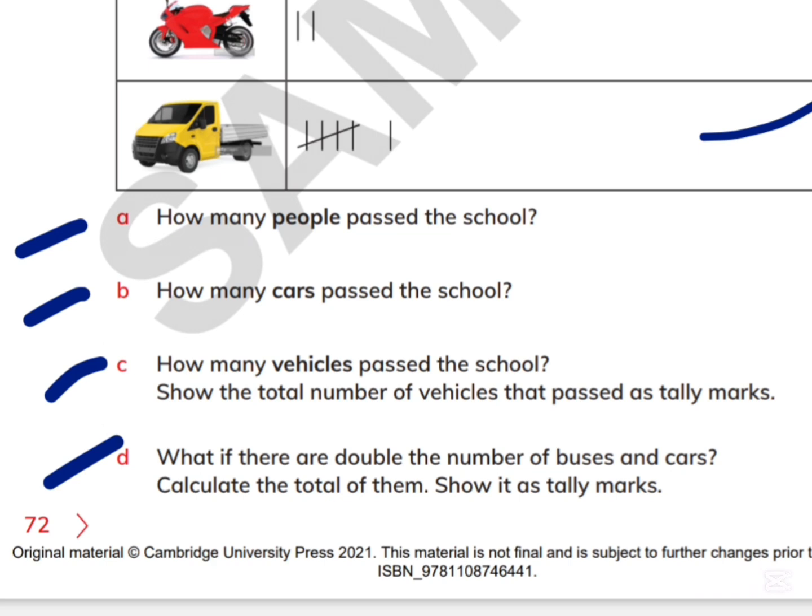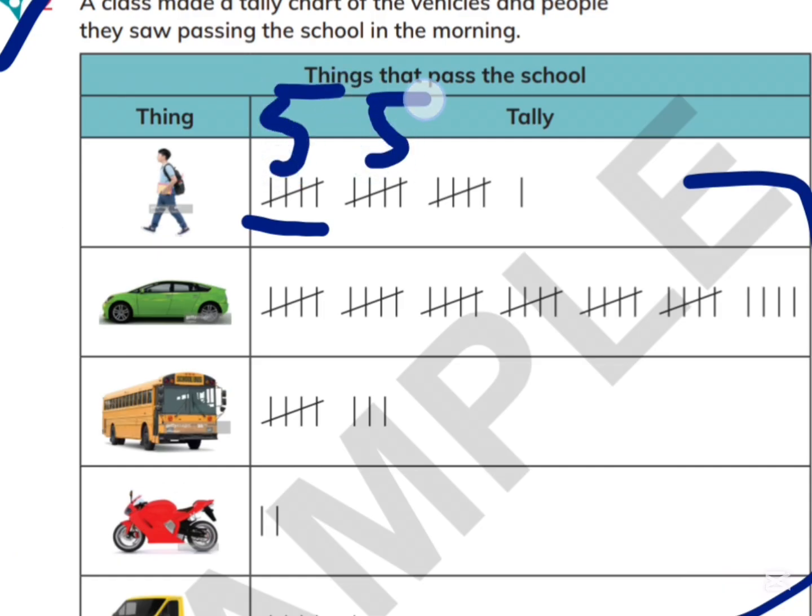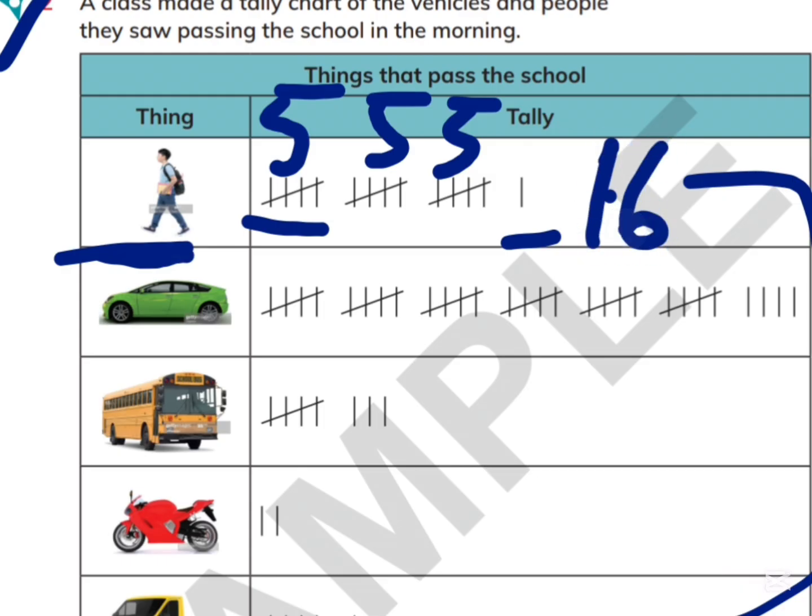And as I have told you, what does this mean? It is 5, it is again 5, it is again 5, and it is 1. So what is this? The people by walk. The class made the tally chart of the vehicles and the people passing through the school in the morning. It shows how the people are going to school. For example, by walk, how many people are going by walk? 5 plus 5, 10 plus 5, 15, and 16 people are going by walk.